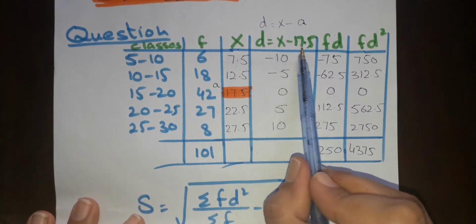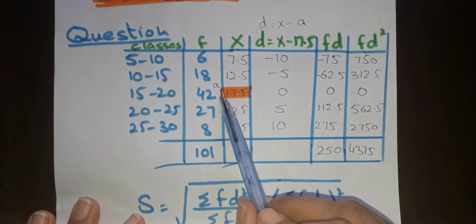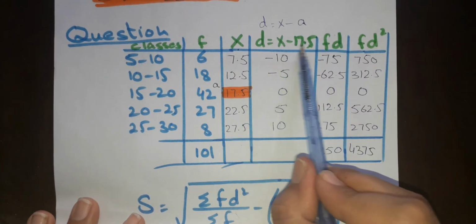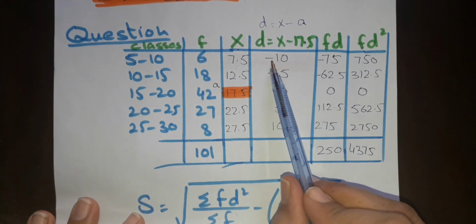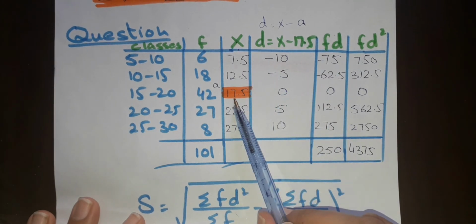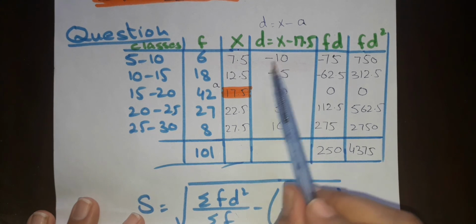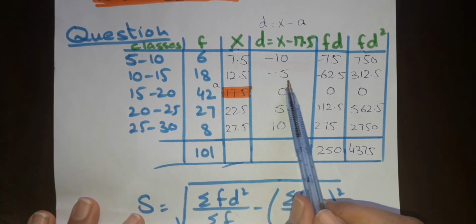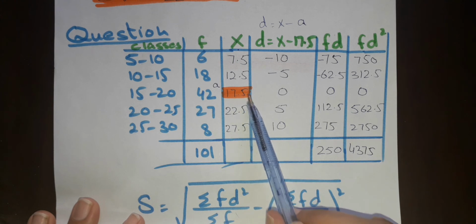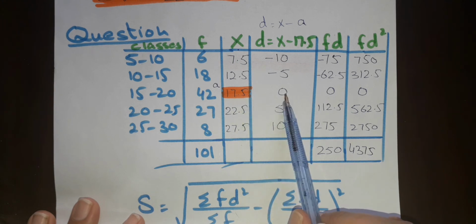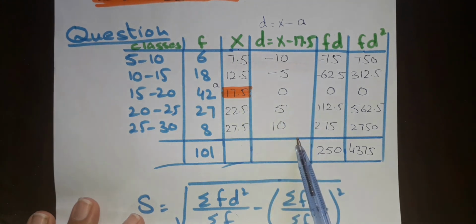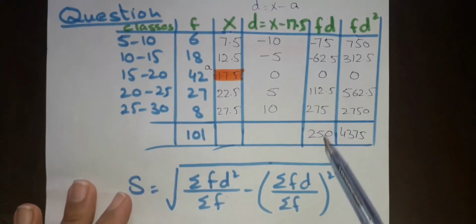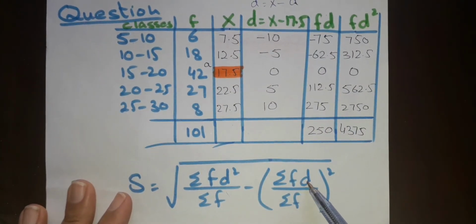Then I subtract X minus A. D is equal to X minus A. That is 7.5 minus 17.5 is equal to minus 10. 12.5 minus 17.5 is equal to minus 5. 17.5 minus 17.5 is equal to 0. In the same way, I got the column. Now for this formula, I got the column of D.